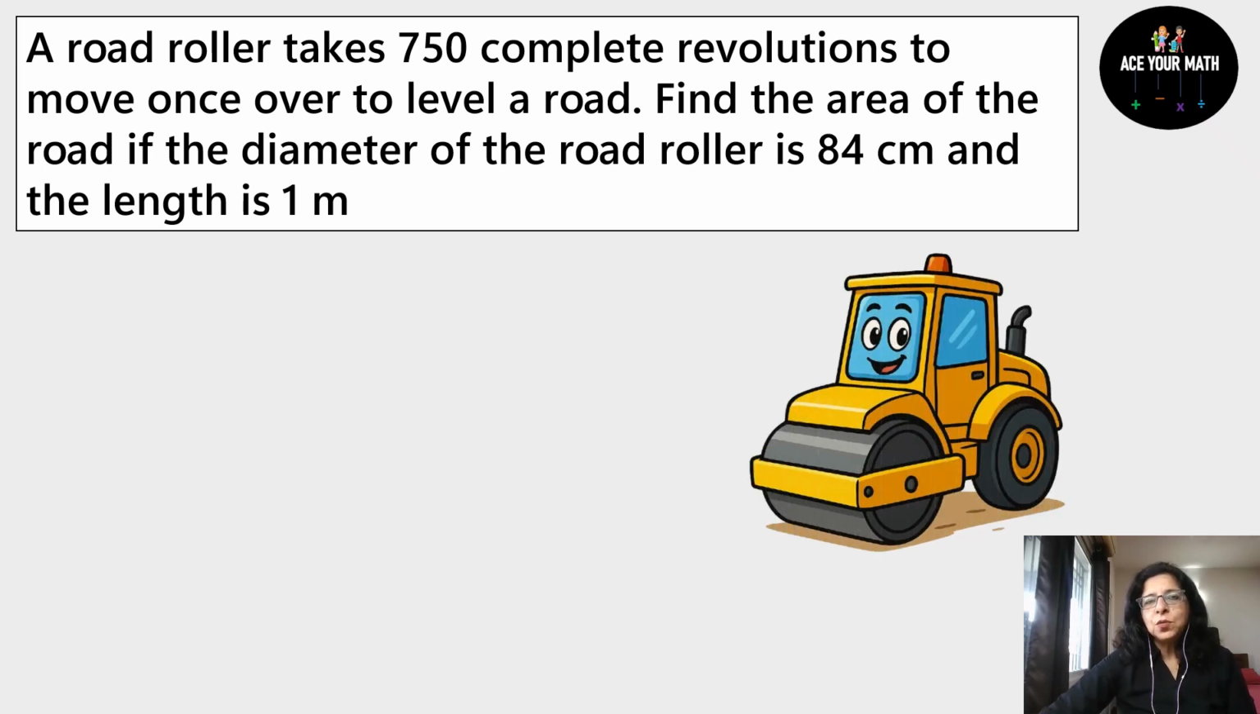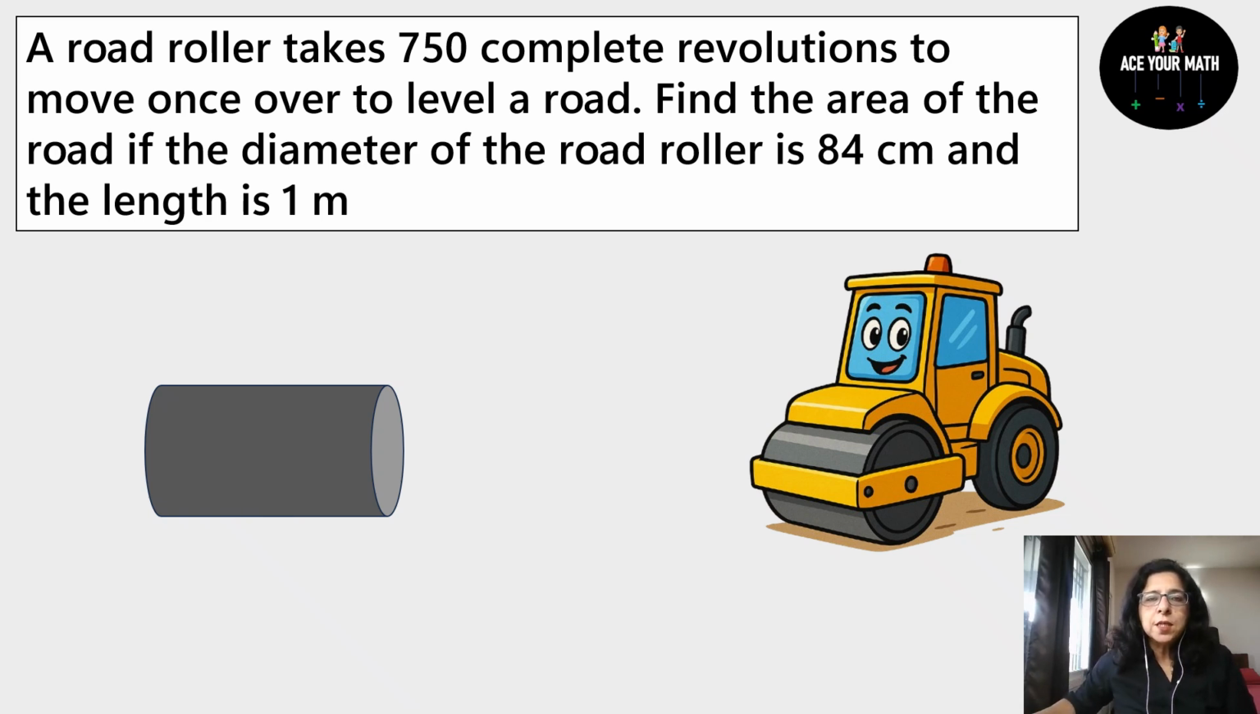So what is given to you is that it takes 750 complete revolutions. So which part of the road roller will touch the ground? Look at the road roller closely. Now if you see it, when it moves over the ground, only this part, which is the curved area, will touch the ground. These bases will not touch the ground. So that is why when it makes one complete revolution, you will calculate this curved surface area.